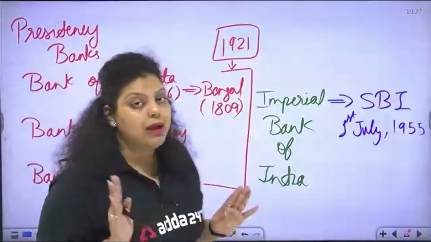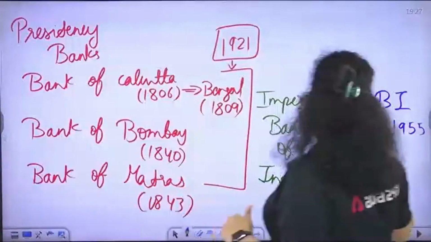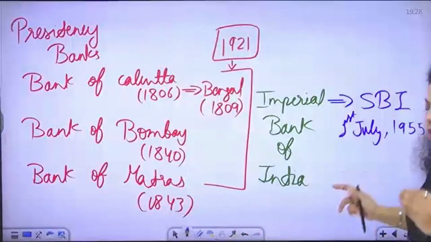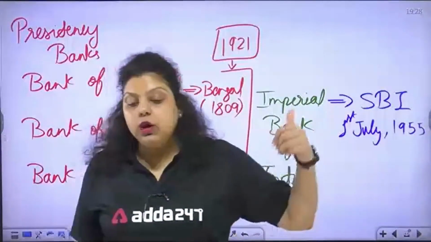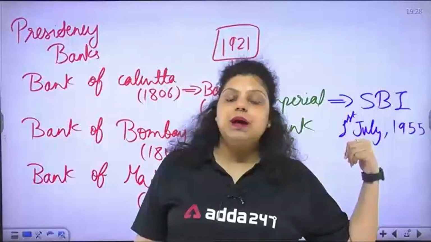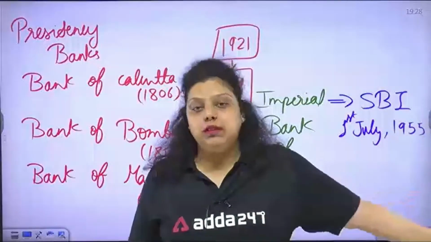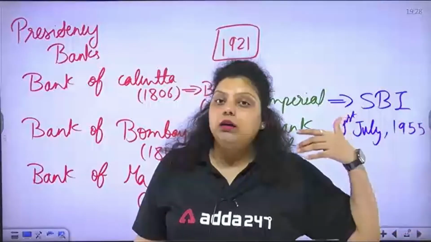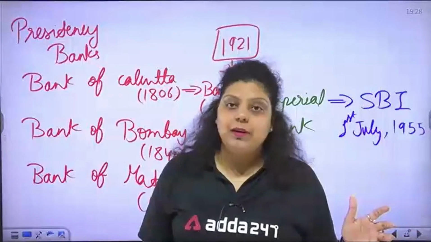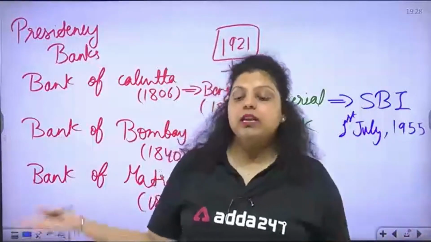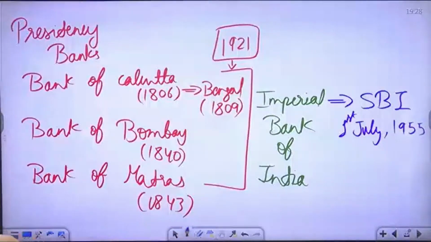And in which bank were the maximum number of banks merged or amalgamated? SBI. And that is one of the reasons SBI is the largest bank of our country. Apart from these presidency banks, 8 associate banks of SBI were also merged in SBI, and Bharatiya Mahila Bank was merged in SBI. That's how it became the biggest bank of our country. Right? Now, next.